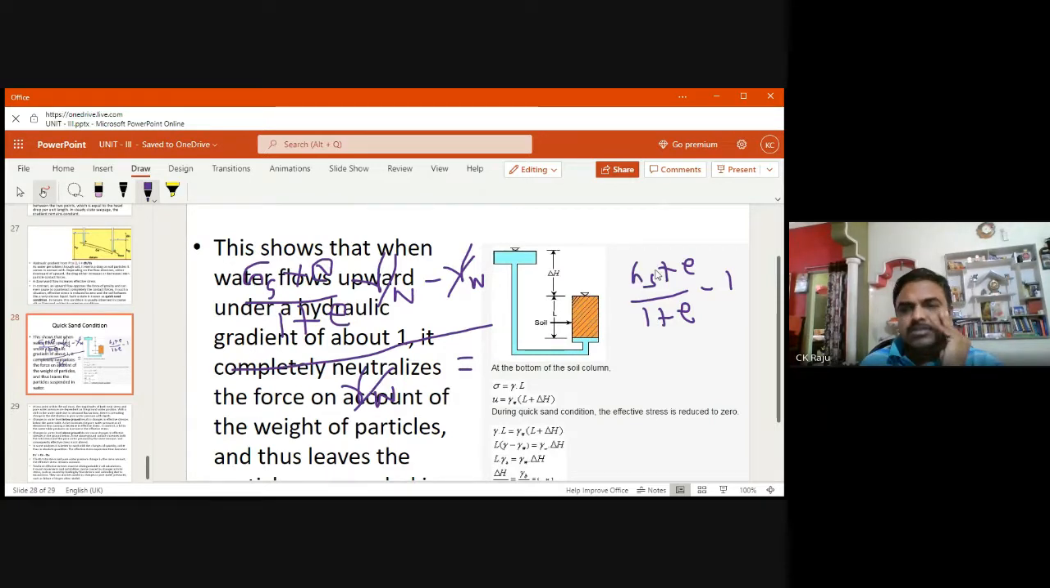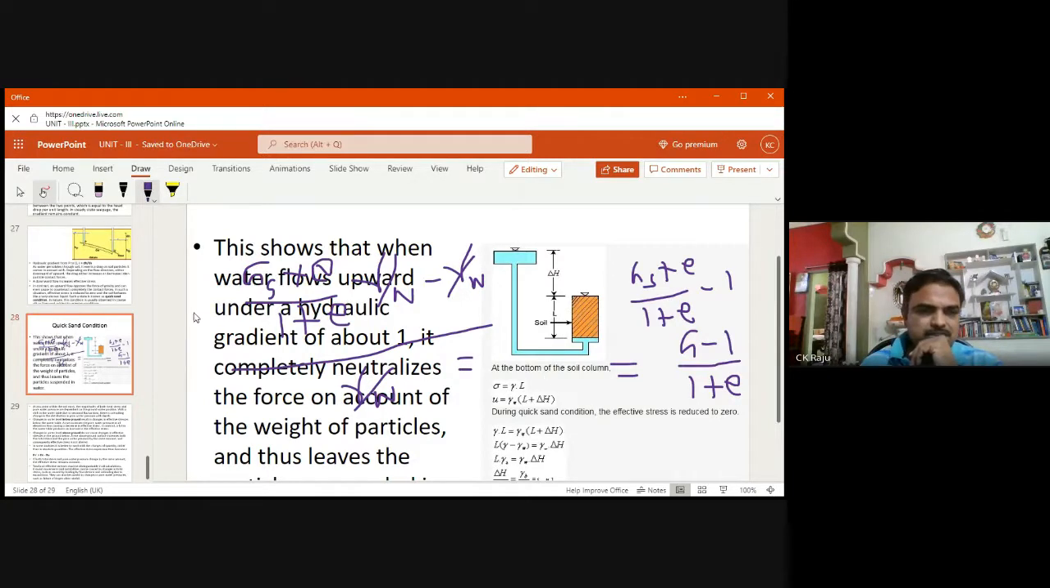Gs plus e minus 1 minus e divided by 1 plus e. So the plus e and minus e get cancelled. So what you get will be equal to Gs minus 1 by 1 plus e. So that is the expression for critical hydraulic gradient.